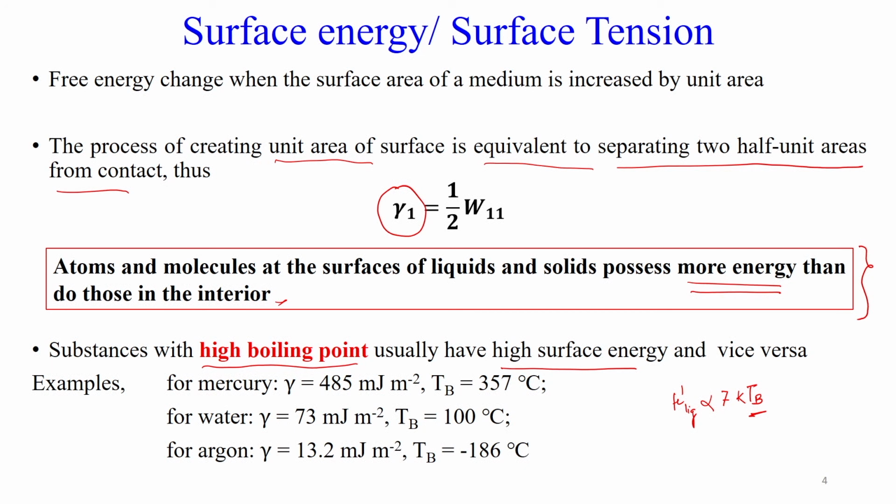So, I have listed 3 examples. For mercury, the surface energy is 485 millijoule per meter square and its boiling point is 357 degree centigrade. Next is water, it has a surface tension of 73 millijoule per meter square and its boiling point is 100 degree. But if you go for argon, its surface tension decreases to 13.2, and at the same time its boiling point is also decreasing. So, it says that surface tension is directly related to the change in the free energy.